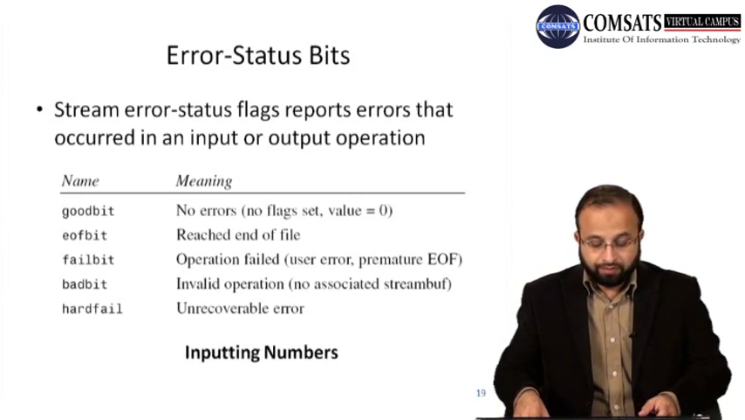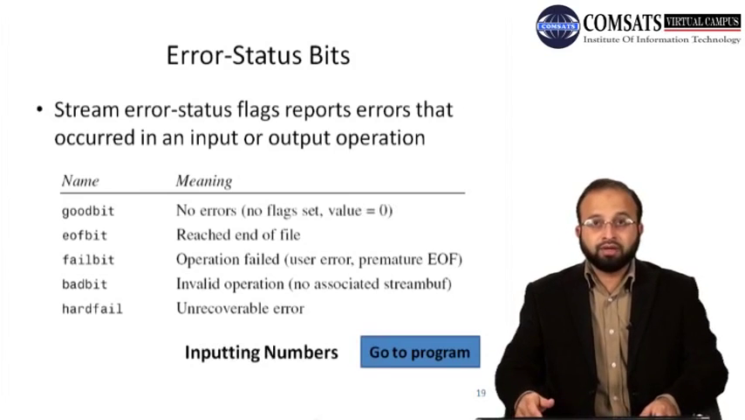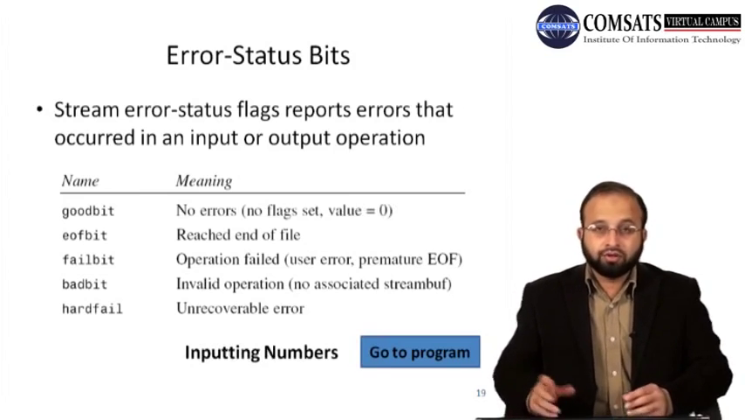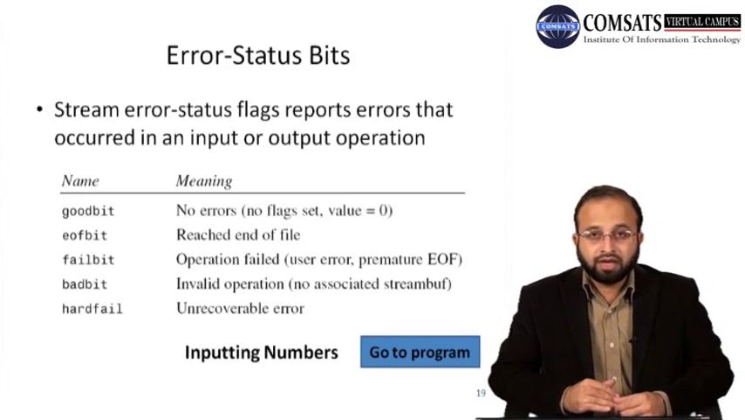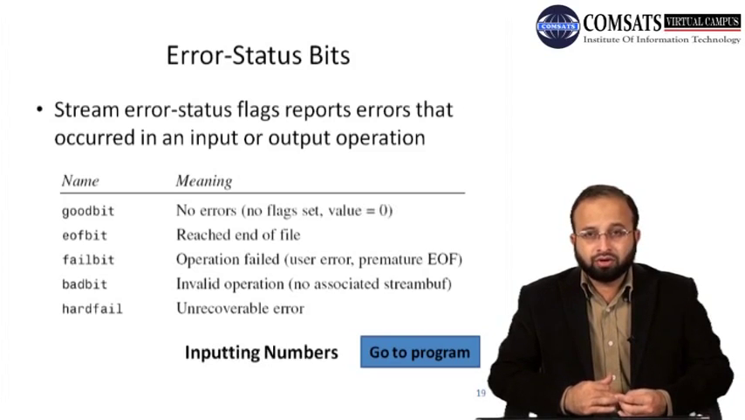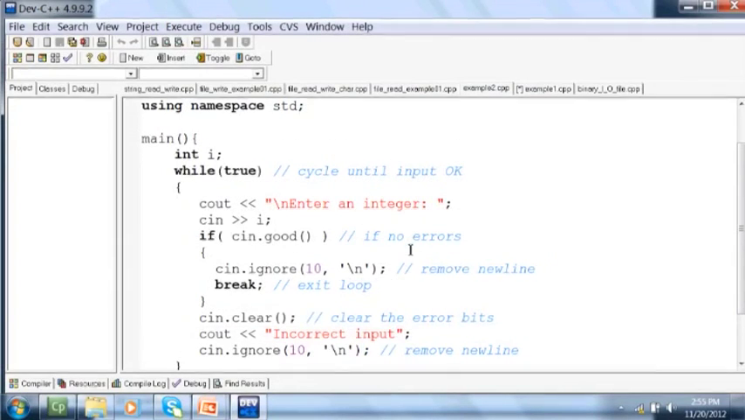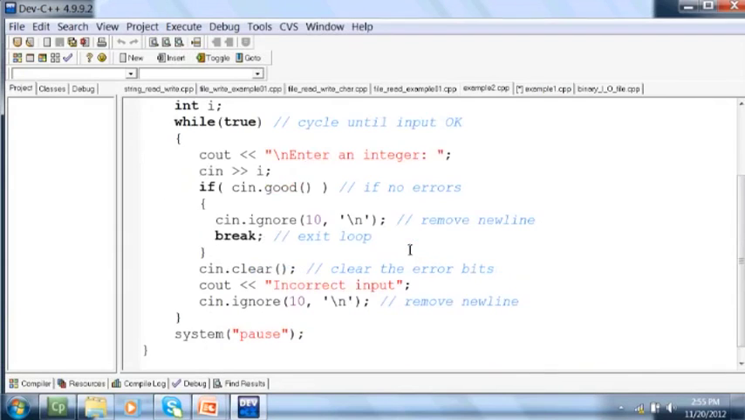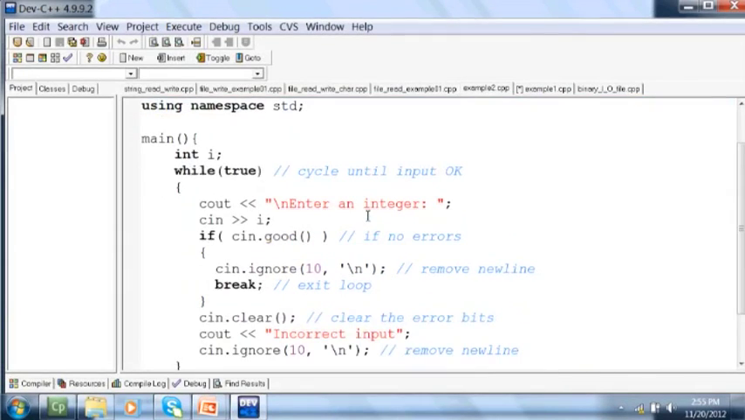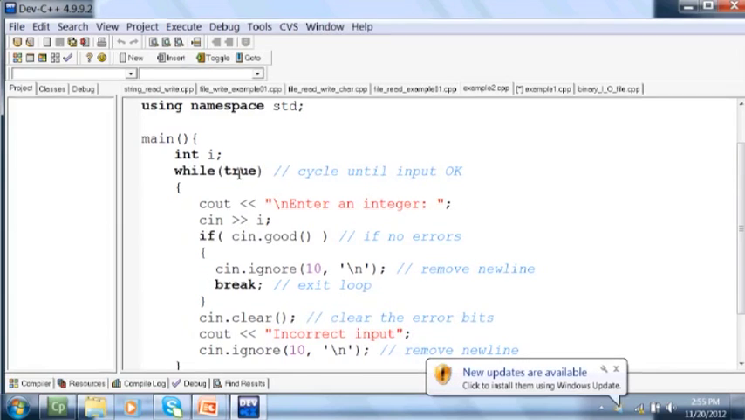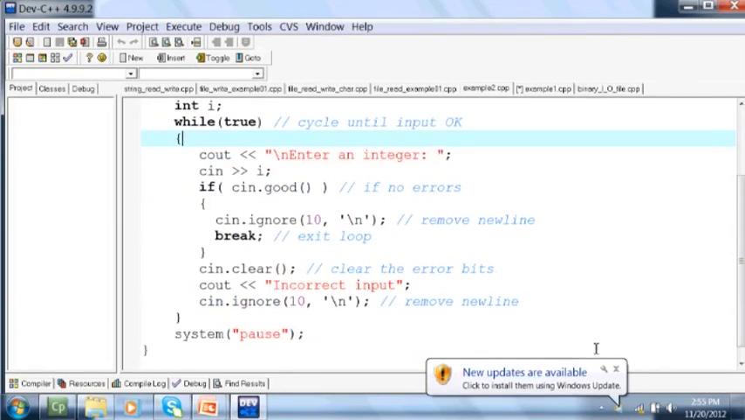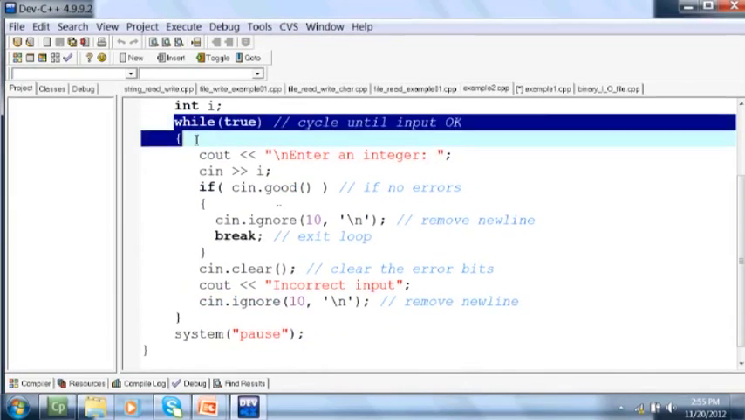So let's see an example of inputting a number. In that example we ask the user to input a number, then we check if there is any error during the input, that is, we validate the input, and if that is not a number, then we ask the user to input again. So that is the program. So we have a while one loop. This means it will always ask the user to input an integer until the user inputs a valid integer.